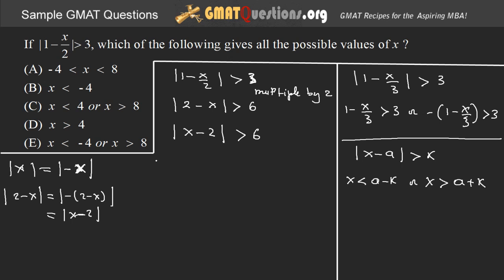And you know the solution set. The solution set is x less than a minus k. What is a? 2, minus 6. Or x greater than 2 plus 6, because our k is 6 here and our a is 2. So x less than negative 4, or x greater than 8.